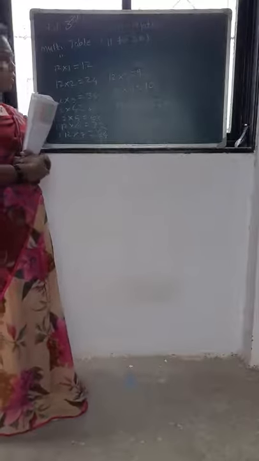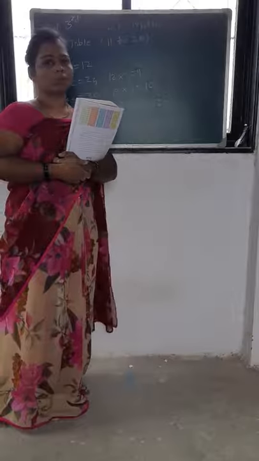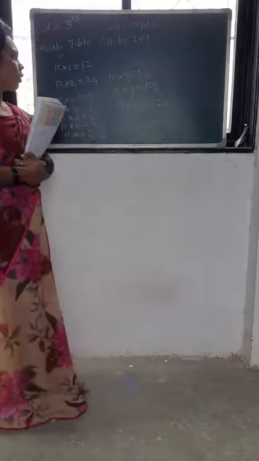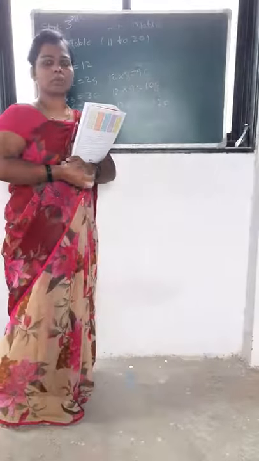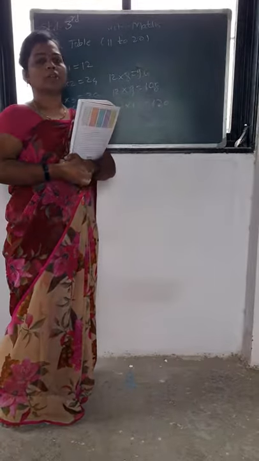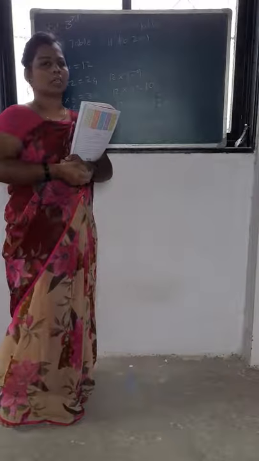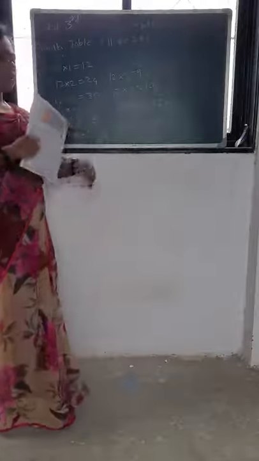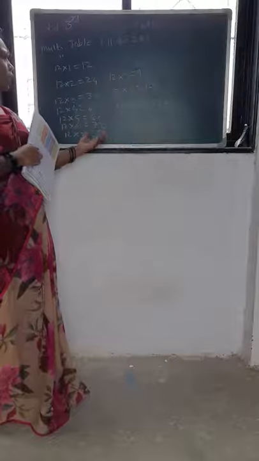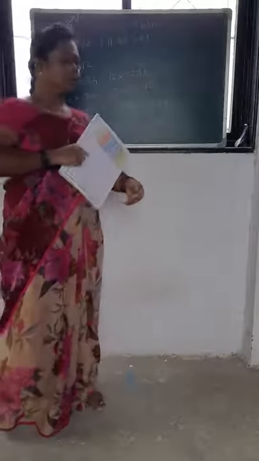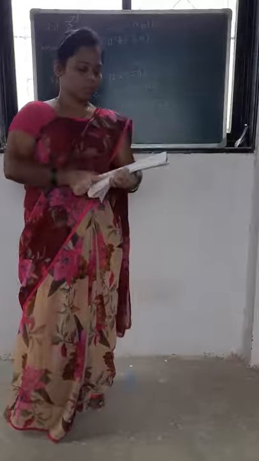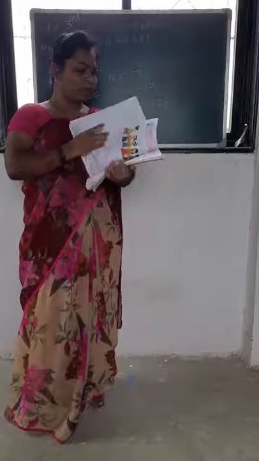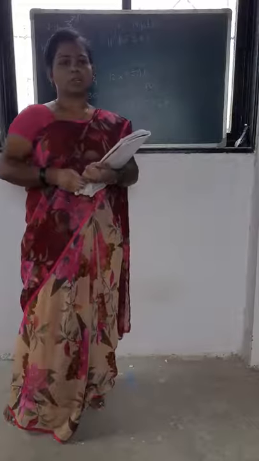In similar way, write the remaining tables, that is 13th table, 14th, 15th, 16th, 17th, 18th, 19th and 20th. We have given simple multiplication. Then we get tables. Then in next period, we see our next chapter. Next chapter is division. We will start from next period.